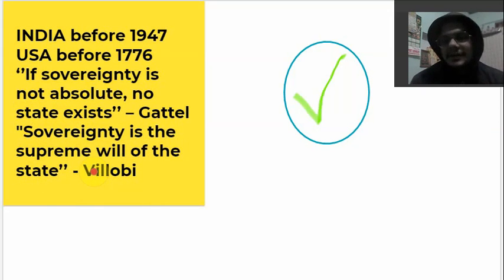Well, that defines itself. Sovereignty means that whatever the state is willing to do, it's supreme in its will. It doesn't have to take any permission from anyone. It is completely free. Don't you see this? The Indian government is free to take any decision in its country.